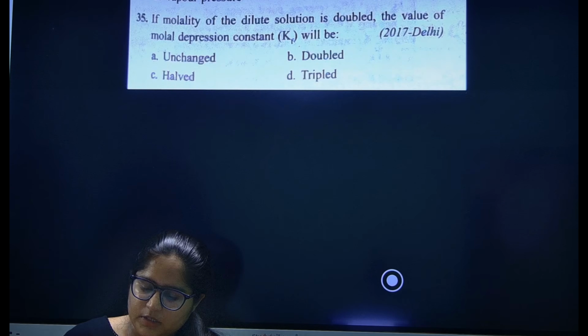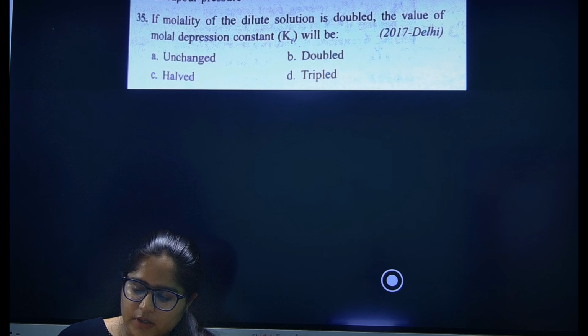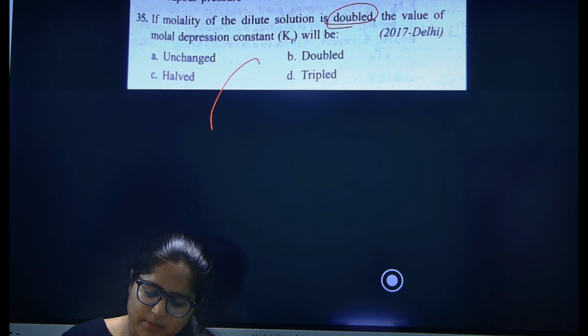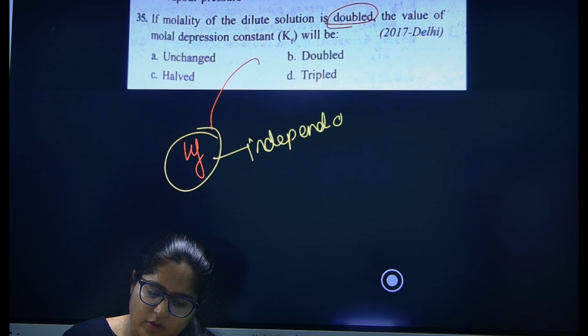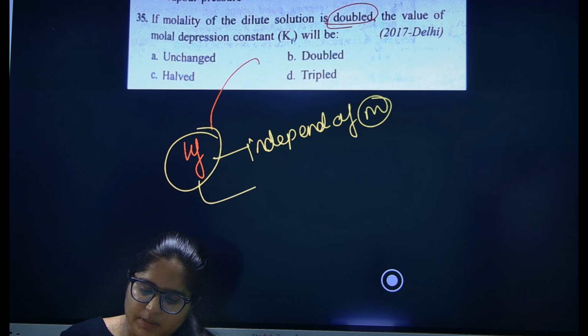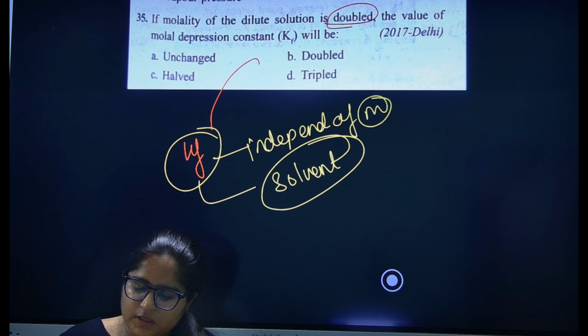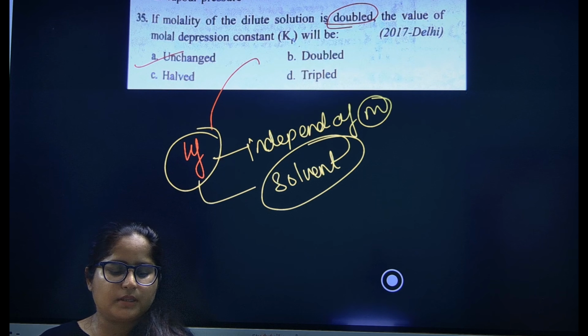Okay, wow. Next question. If the molality of a dilute solution is doubled, then the value of the molar depression constant? Remember, Kf is independent of small m. It only depends on the solvent. So it is unchanged. Option A will be the right answer.